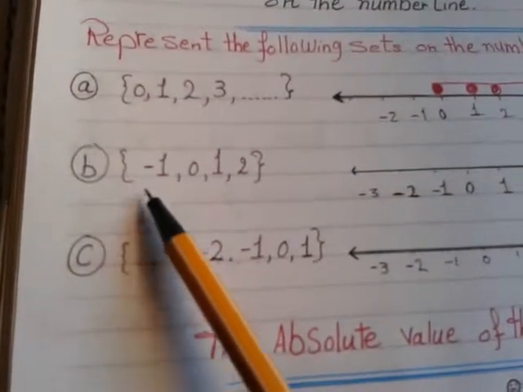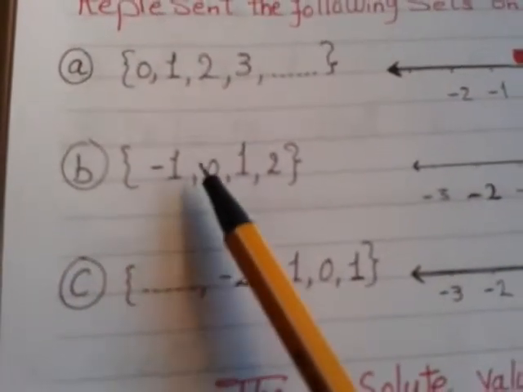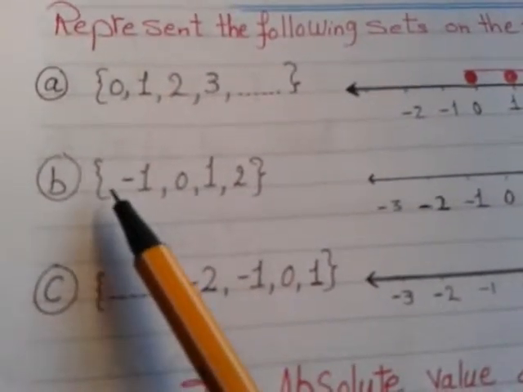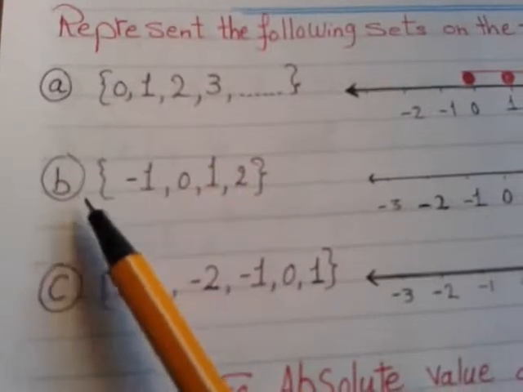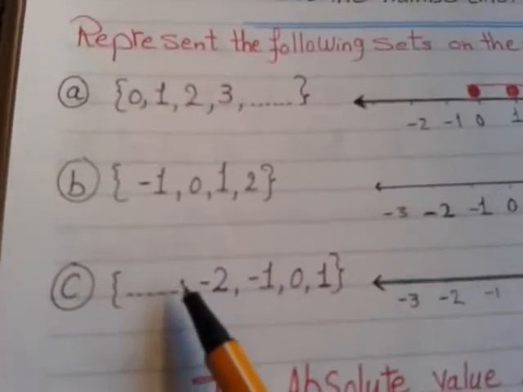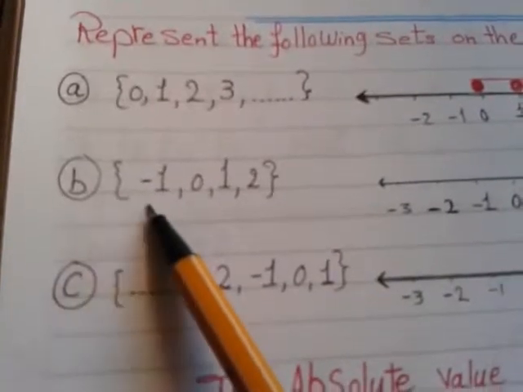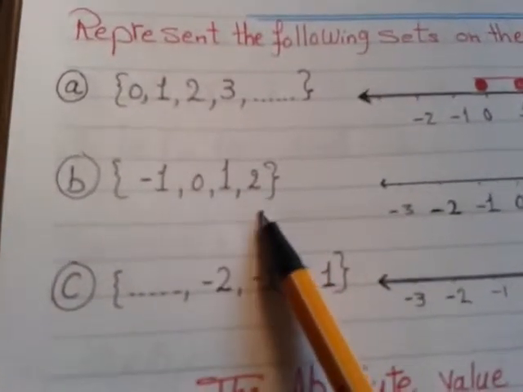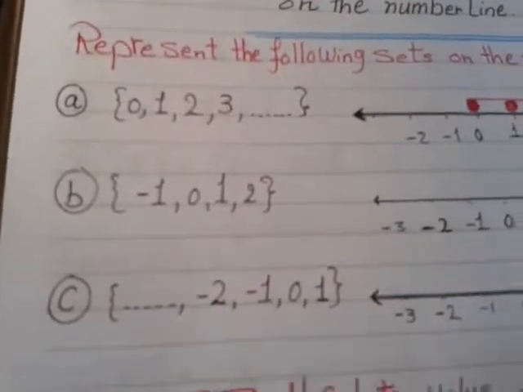Here we have another set. Negative 1, 0, 1, 2. First, is it a closed set or an open set? Do we have comma dots? Of course not. So this set starts from negative 1 and ended with 2. So this is called a closed set.